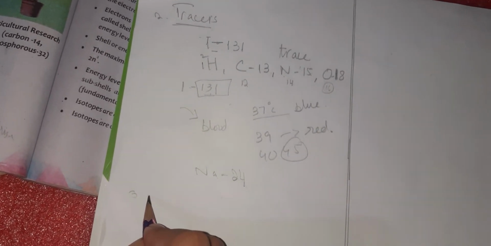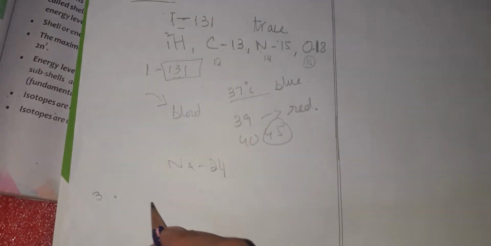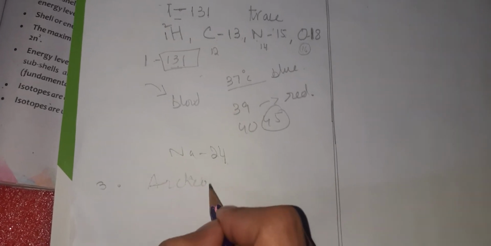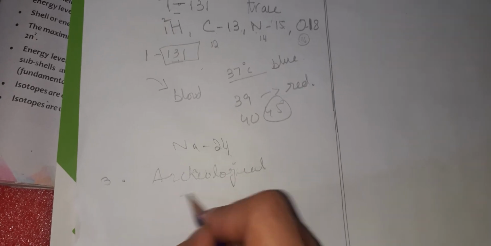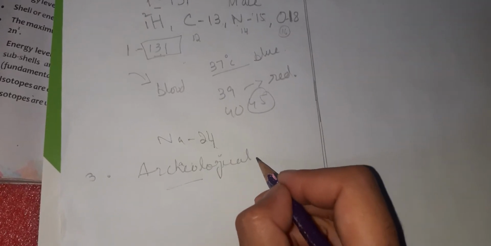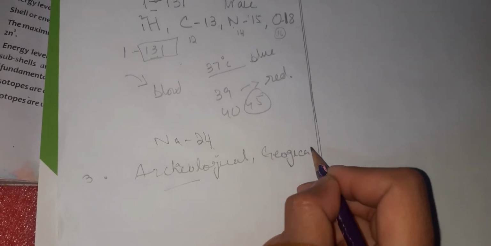The third case where we use isotopes is archaeological and geological uses. Archaeological means related to history, whereas geological means related to earth.